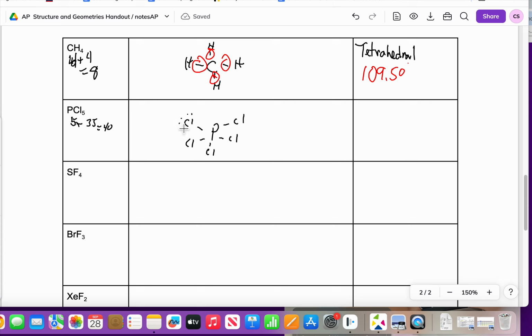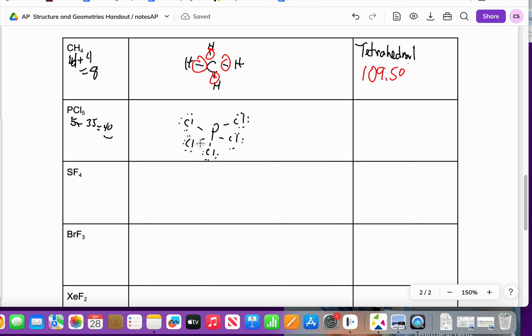Then you fill out the octets for the outside atoms. All the outside atoms should have 8 around them, unless it was a hydrogen. Then you count: there's 6 around each, 30, 32, 34, 36, 38, 40. So when your picture matches your number here, don't add any more lone pairs. That is the correct structure.